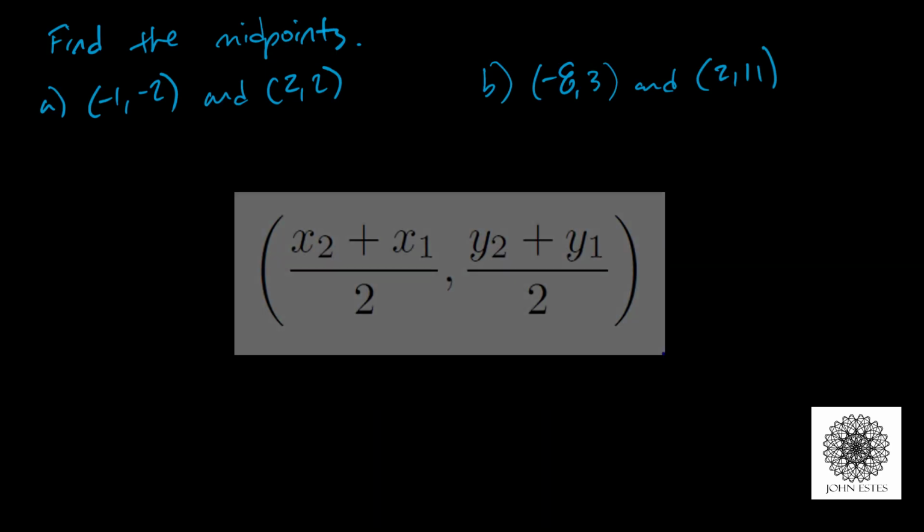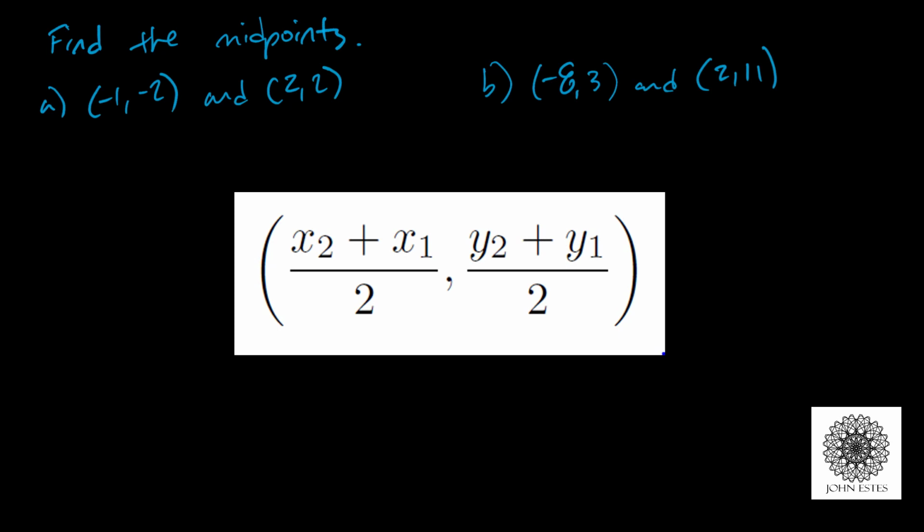All it is, is just averaging the x-coordinates and averaging the y-coordinates. So the x-coordinate of this point would be x1 plus x2 divided by 2. The y-coordinate is y sub 1 plus y sub 2 divided by 2. So let's look at some examples and I'll show you how that works.